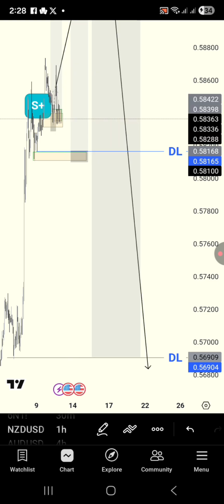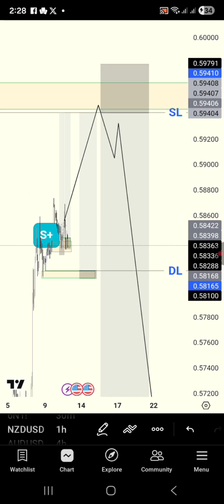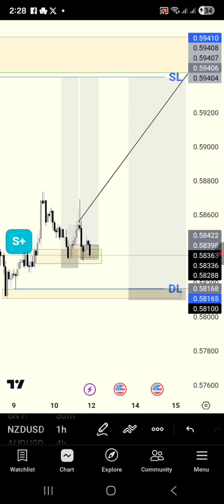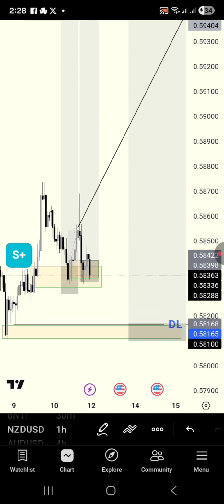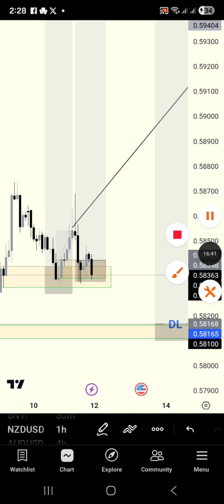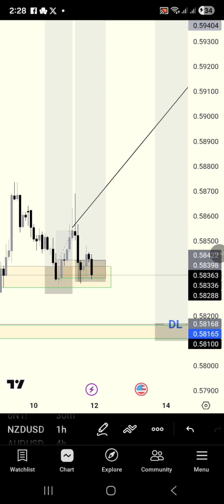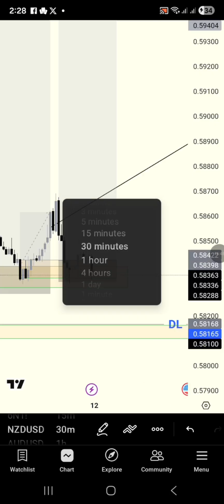So let us go to the normal chart of NZD. That's where I did the analysis, on the futures chart. So this is what I'm expecting here. So let me delete this one. You notice, if you check, that I was trying to have another entry from here. Why? Let us look at it on 30 minutes.